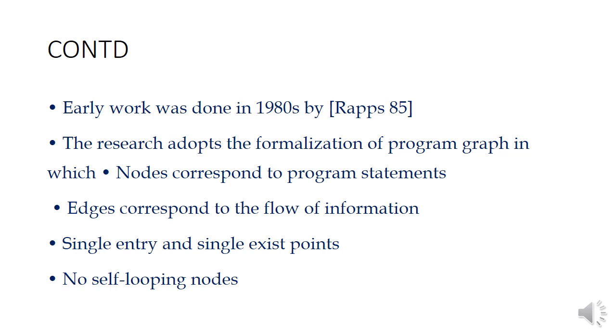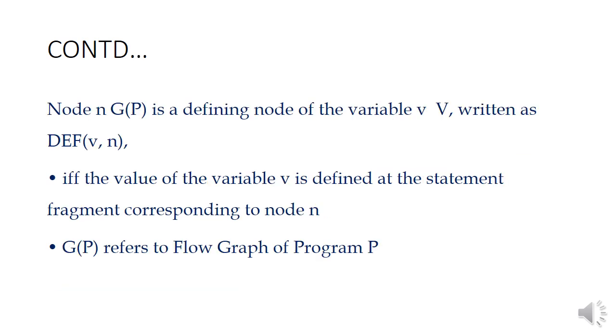The research adapts the formalization of the program graph, in which nodes correspond to program statements. Edges correspond to flow of information, with single entry and exit points, so no self-loop nodes. A node in G(P) is a defining node, written as DEF(V, N), if and only if the value of the variable V is defined at the statement fragment corresponding to node N. G(P) refers to the flow graph of program P.